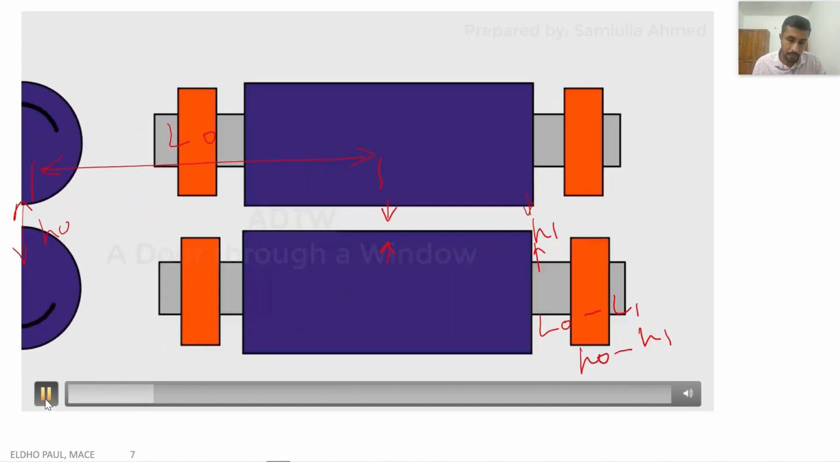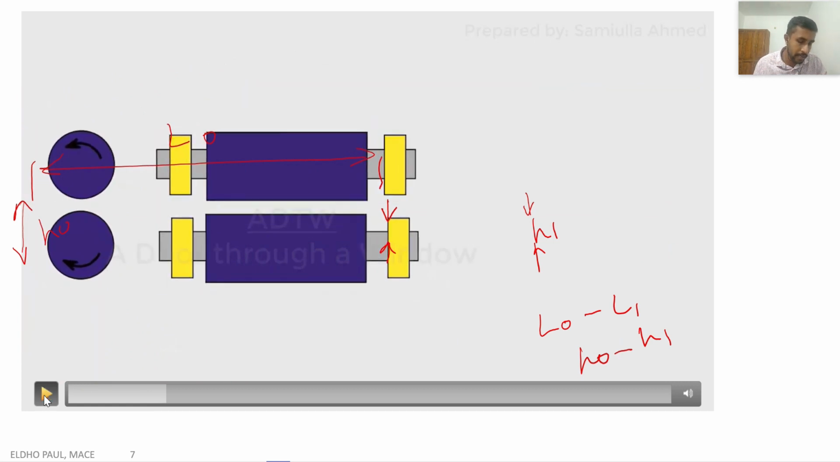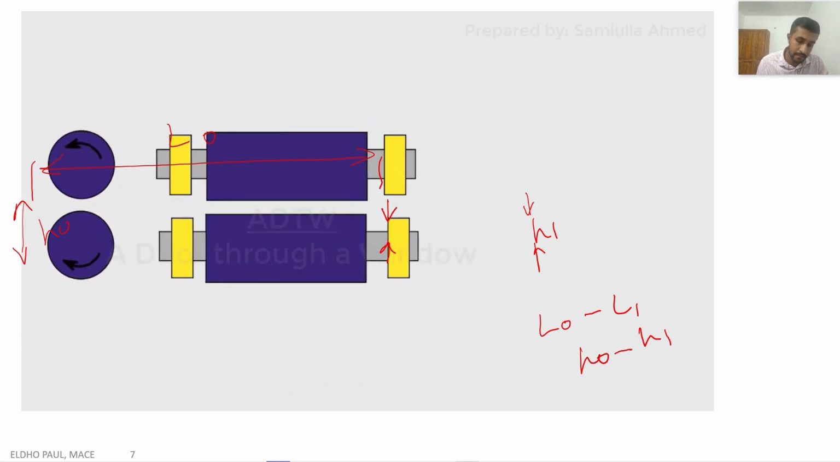The two cylindrical rollers. This is the front view of the two cylinders, and this is the gap between the two cylinders. These two cylinders are held on rolling bearings. It is rotating inside a bearing, and this is connected to the power transmission system.